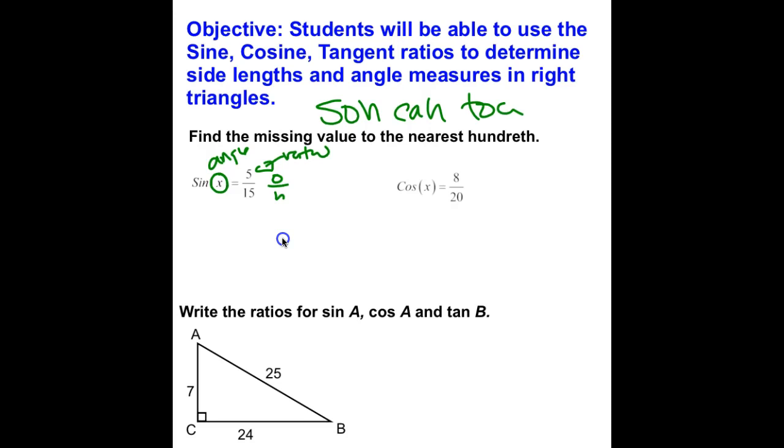Now, when we were trying to solve for that angle measure that we didn't know, we didn't use regular sine. We actually had to change it and use sine inverse. And then the number that goes inside the parentheses is actually the ratio. The ratio and the x, they switch places, and we go 5 over 15.